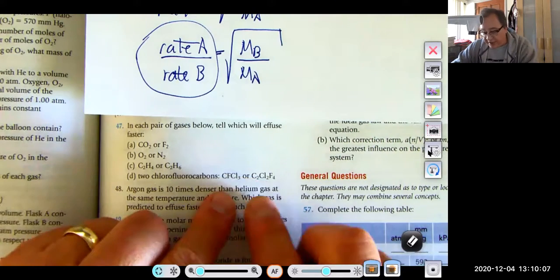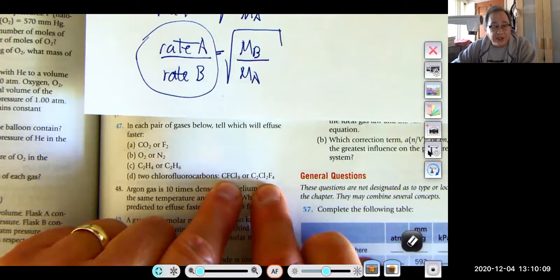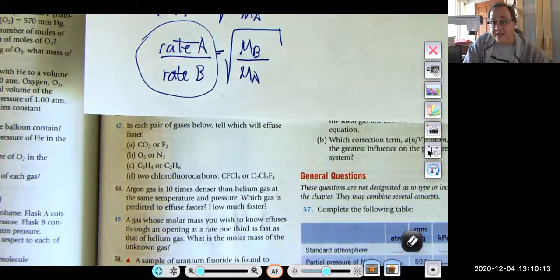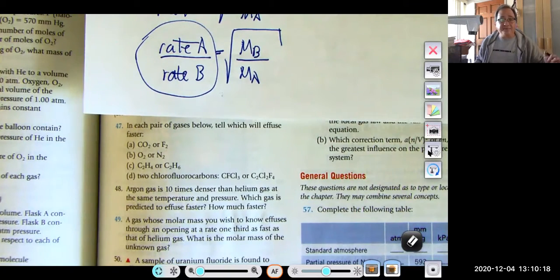So this is 170 and this is 130-ish. Which is going to effuse faster? The one to the left, because it does weigh a lot less. Okay, any questions about that?